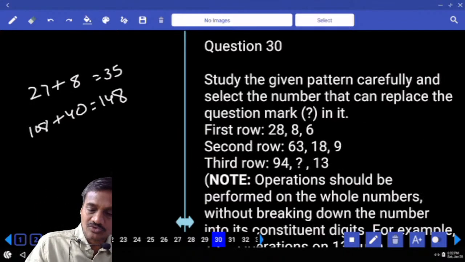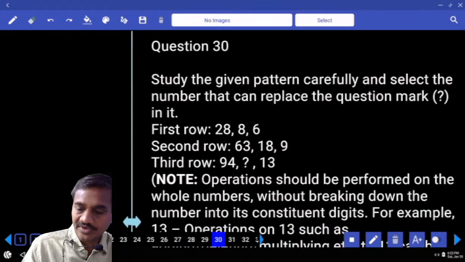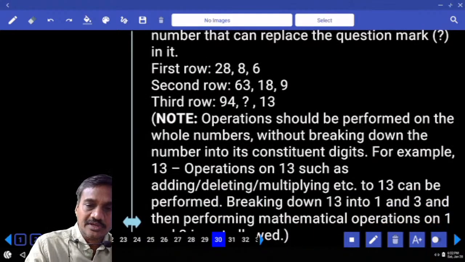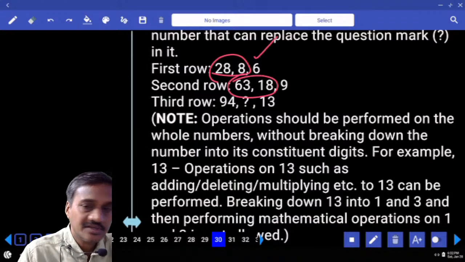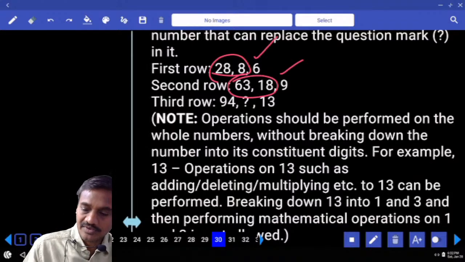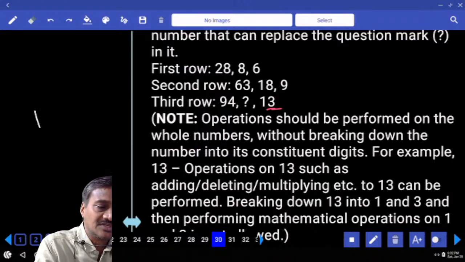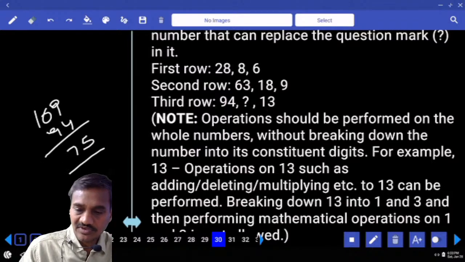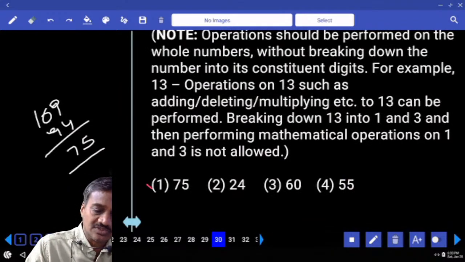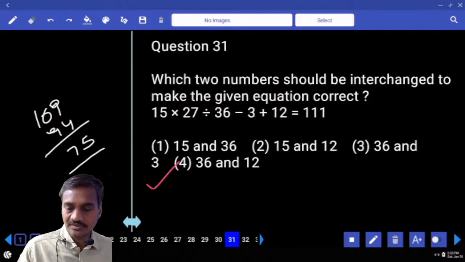Then next coming to question number 30. 28 plus 8 is how much? 36. And the sum of these two, 36, is 6 square. Now 63 plus 18, 81, is 9 square. Now 94 plus something must be equal to 13 square, 169. 169 minus 94, what is the number we have? 75. Now 75, that is given in which choice? Choice 1, question number 30. Clear?